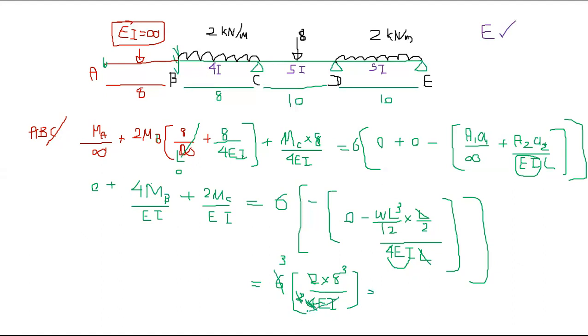And finally you will be remaining with, so you can even cut EI, and you take 2 out: 2MB plus MC is equal to this. And that's going to be 64 into 4, 64 into 8.